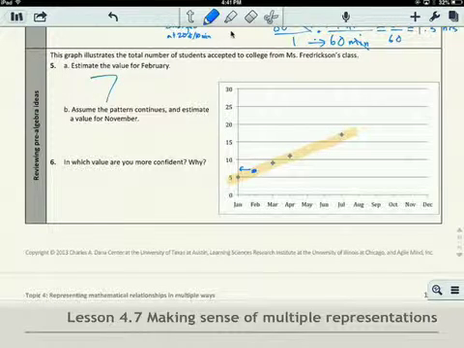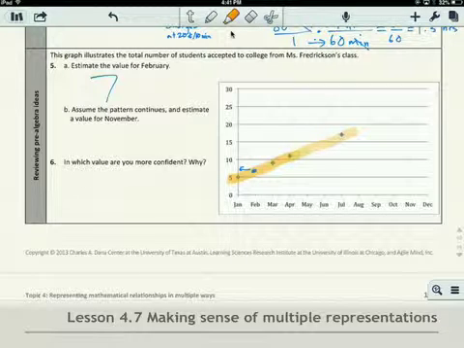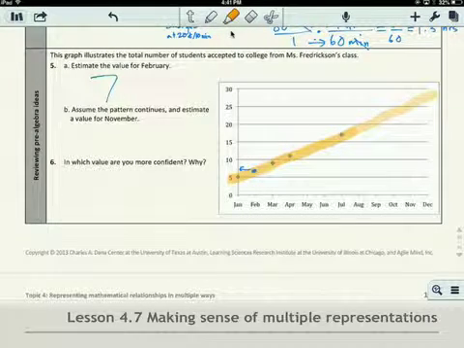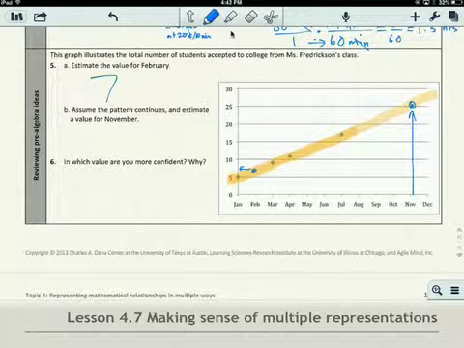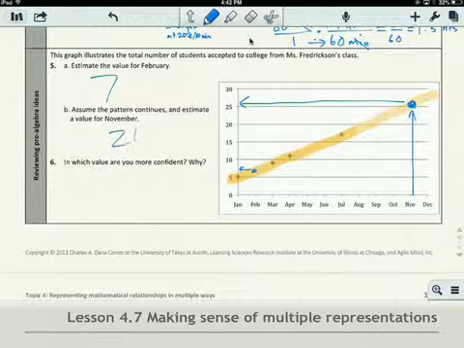Assume the pattern continues and estimate the value for November. Okay, so I'm going to just continue my highlighted bar there. And November, I'm going to go up to where it would be. And so it looks like it's probably going to be around 26. In which value are you more confident? Why?